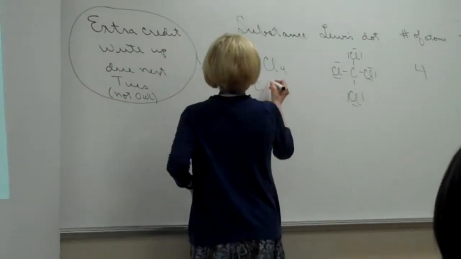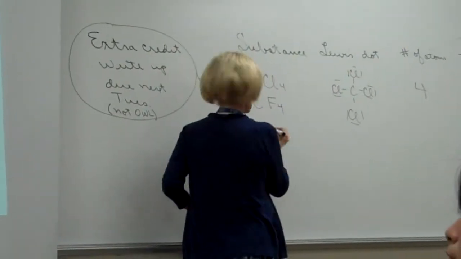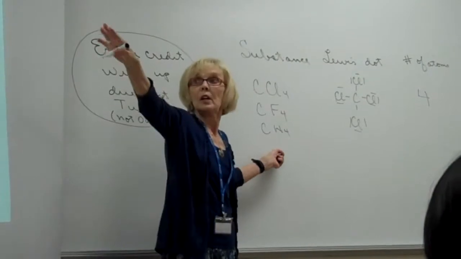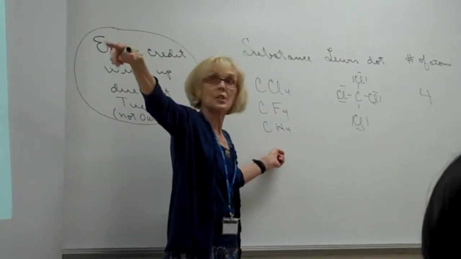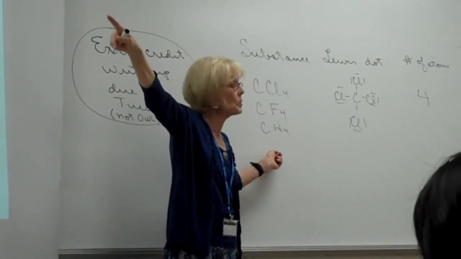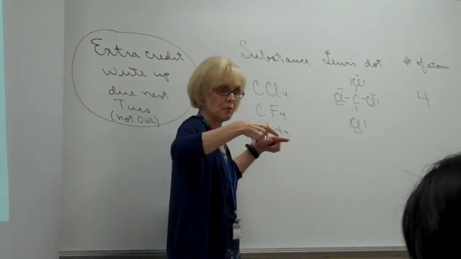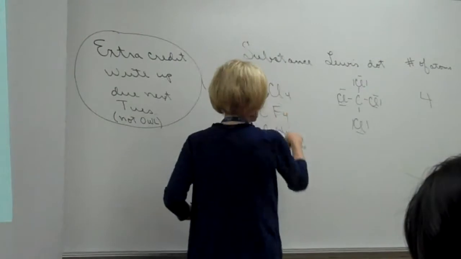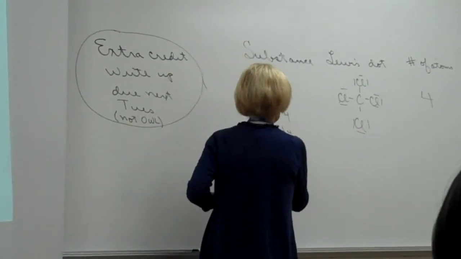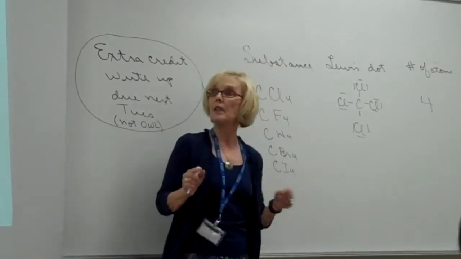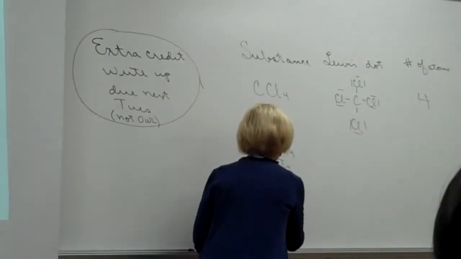I could go CF4. I could go CH4, because in your book, in that periodic table, the hydrogen also belongs sometimes over in the 7A family. So the hydrogen can substitute for a halogen in these. Okay, I've got this, I've got this, I've got that, and then let me do something else to you.